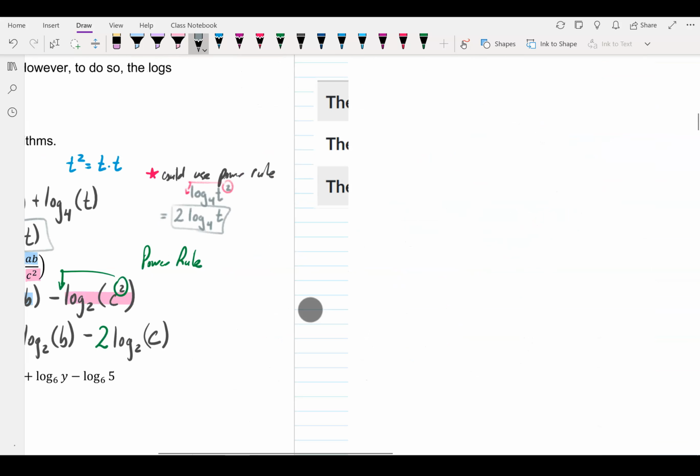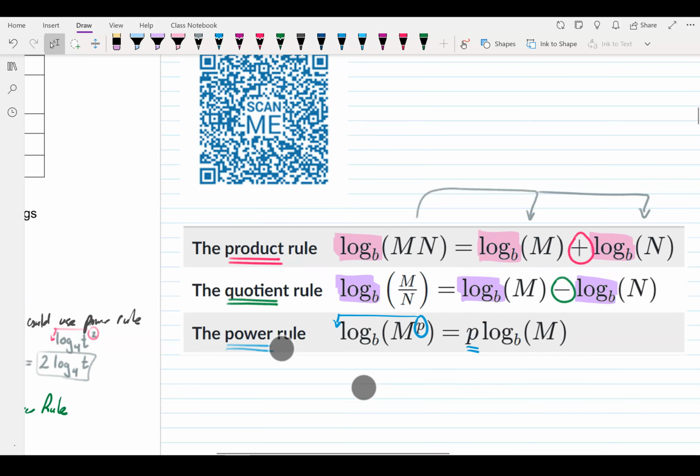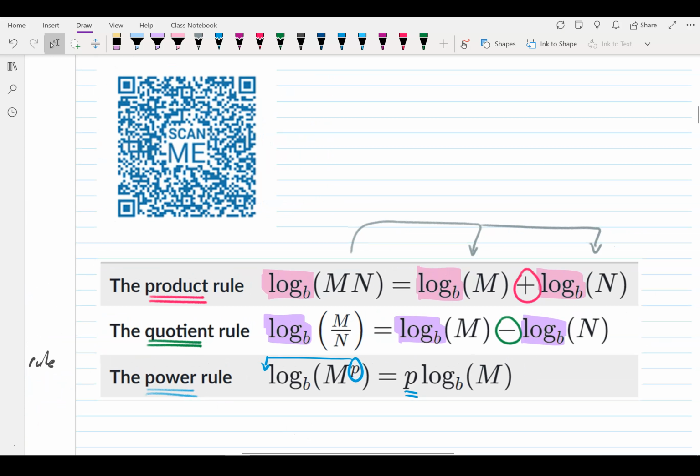So hopefully you're making some sense of this. Basically, there's 3 rules. There's the product rule, there's the power rule, and there's the quotient rule. And they all are fairly straightforward. They're just probably new to you. Or maybe for some of you it's not so new. But once again, scan this QR code and see if you can make some sense of this.